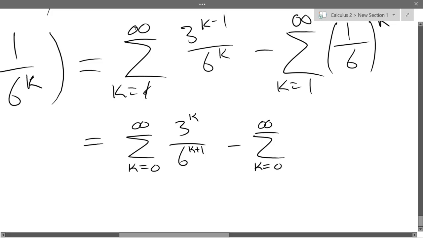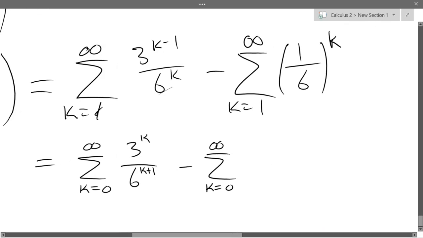So we dropped the k by 1, so we have to compensate and increase it by 1. You can always plug in your first value, which in this case is 0. We get 3 to the 0 over 6 to the 1, which is exactly what we get on our first term originally. So the first one is pretty close to being set up for a perfect geometric series.